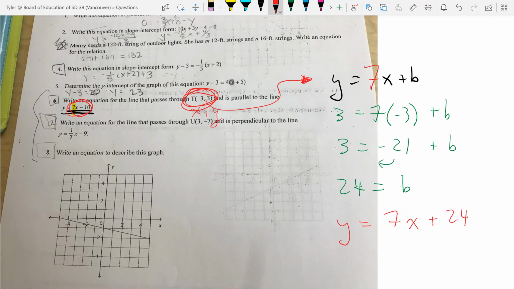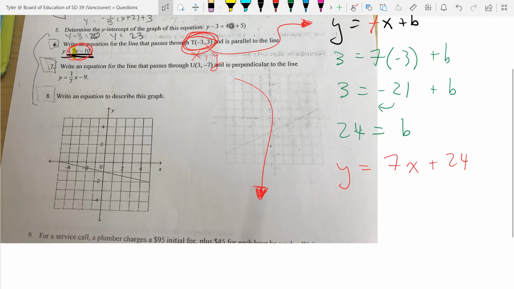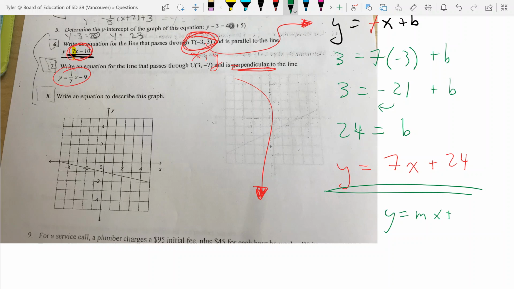Cool. Now we'll do the same thing with this. It's going to be very quick and basically exactly the same. So it's perpendicular to this line. So again, let's start with our equation, y equals mx plus b. It says it's perpendicular to that. And so the slope here is 1 over 7. So the perpendicular slope would be the negative reciprocal, so negative 7. So I'm going to put in my equation negative 7 for the slope.